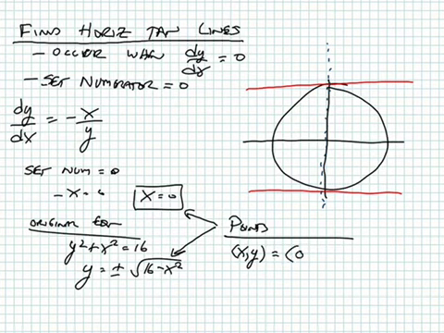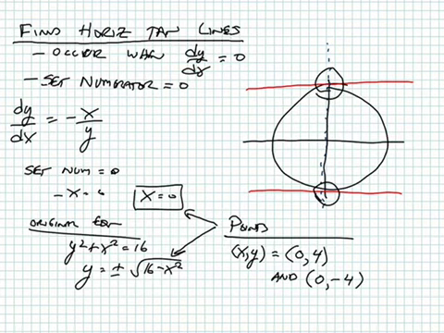The first point is x is equal to 0, but because this is an implicit equation, there's 2 y values. There's one down here and one up here. So the positive solution gives the one on the top, and so if I put in x equals 0, I just get the positive square root of 16, which is y equals 4. And then if I use the negative solution, negative 4. And that tells me the 2 locations of my horizontal tangent lines.